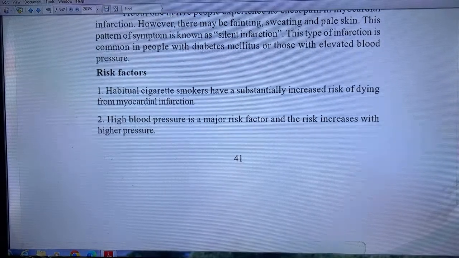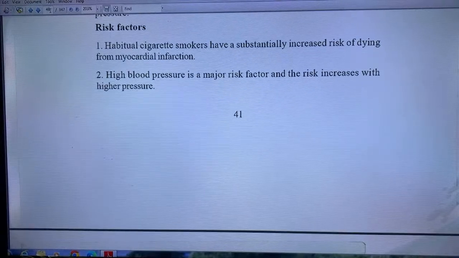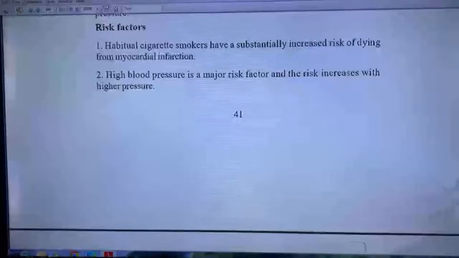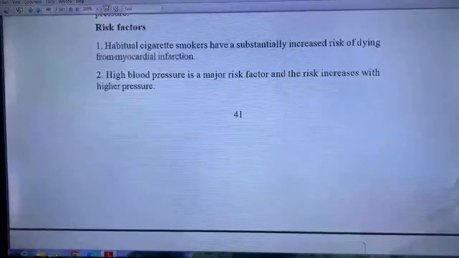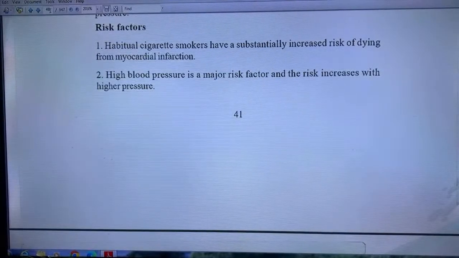Risk factors. Habitual cigarette smokers have a substantially increased risk of dying from myocardial infarction. High blood pressure is a major risk factor, and the risk increases with higher pressure.